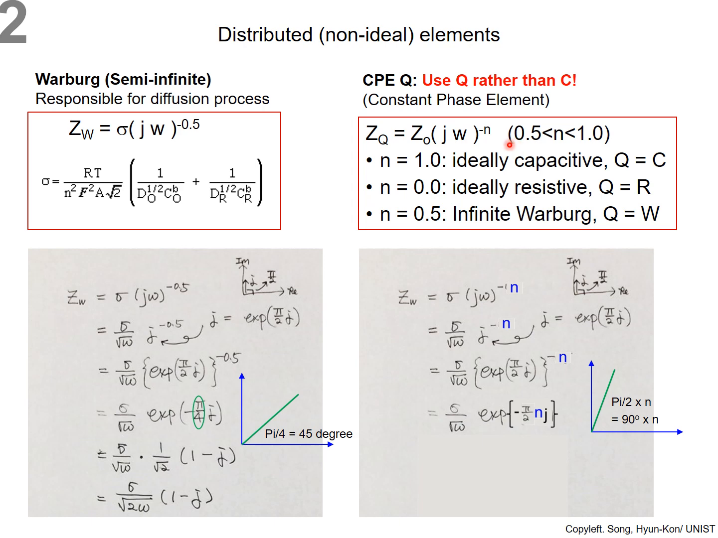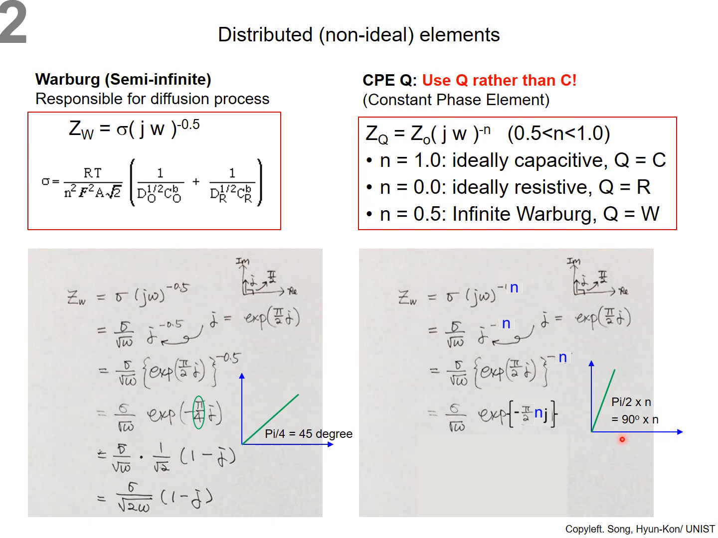Let me try to plot it. In the same way, I'd like to start with the equation for the impedance of CPE, (j omega) to the power of minus n. Following that, finally you have this. In front of j in the exponential function, we have minus pi over 2 times n. It means its phase angle is pi over 2 times n, which means 90 degrees times n, and n is between 0.5 and 1.0.